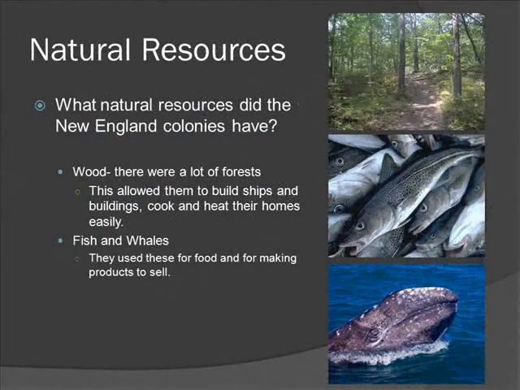But what New England lost out on in farming, they did make up for in natural resources. They had a lot of wood, there were a lot of dense, thick forests in New England, and because of that, they were able to cut down trees and build ships and buildings and sell them so that they had things that they were able to sell and make a living off of. They also, because they lived on the Atlantic Ocean, were able to fish a lot, and they also caught whales, and they used those for food and for creating products to sell. So New England wasn't the best place to grow crops, but it did have a lot of natural resources.